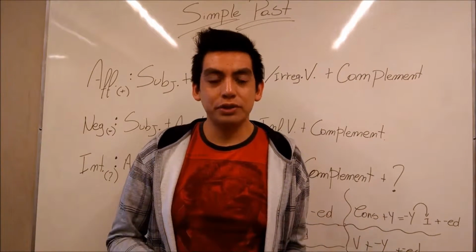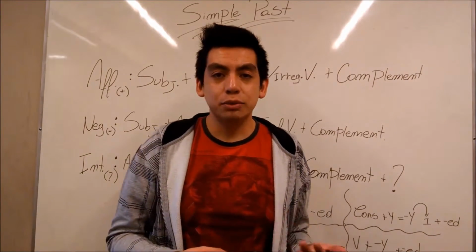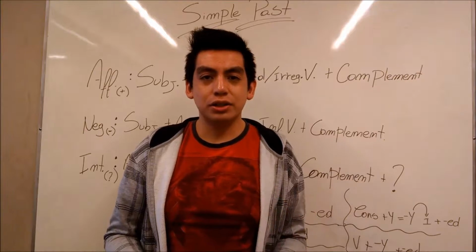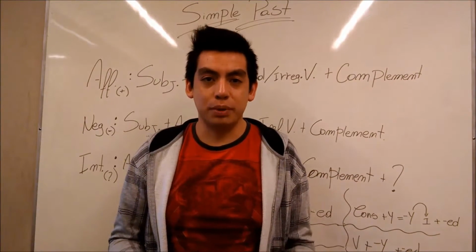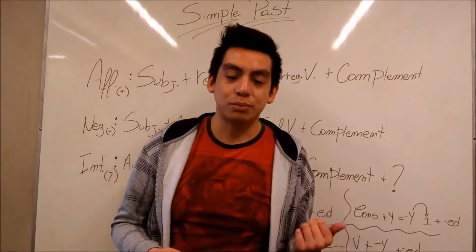You're watching the first video about simple present. Now we're gonna see simple past. First of all, simple past is used to describe actions that started and finished in the past. Just that. So now we're gonna see some structure about simple past.